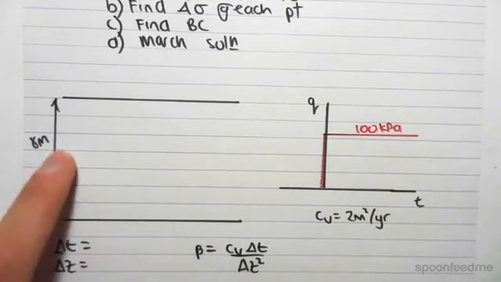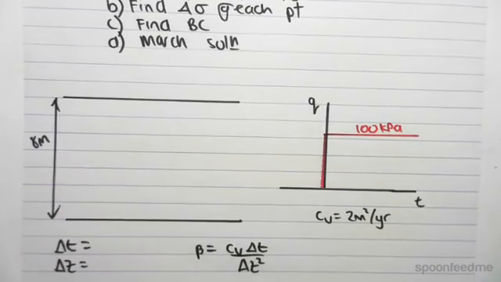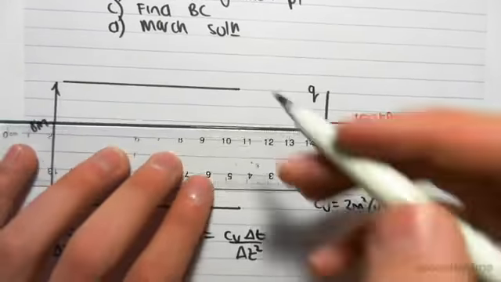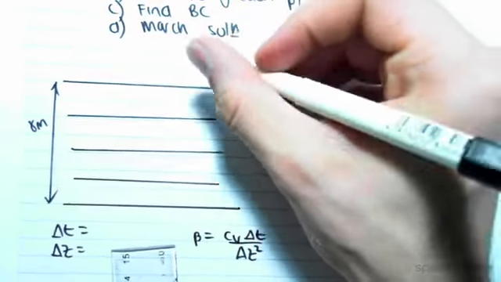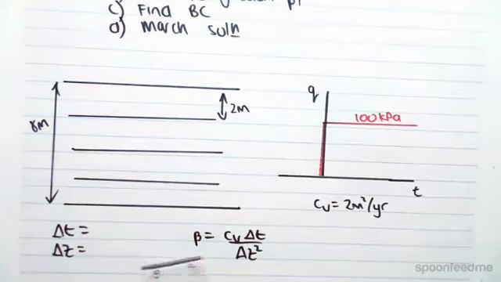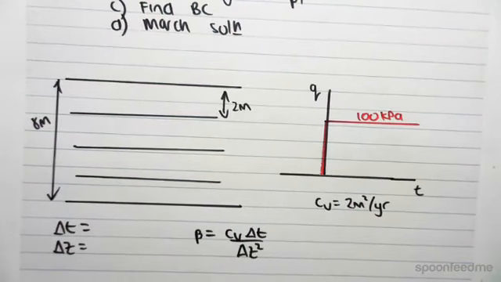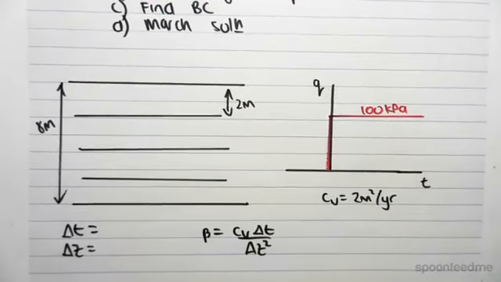So you don't want to be dividing your 8 meters into stupid values. So a nice value might be 2 meters. And we also don't want to get too many sub-layers, because that means we're going to get too many rows in our table, which we don't want. Obviously more rows is more accurate, but when we're doing questions, we want to keep our rows kind of small just so it doesn't take too long to do these questions.